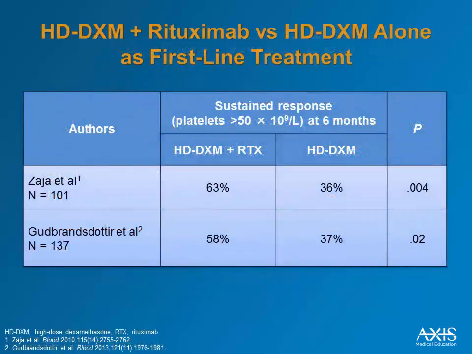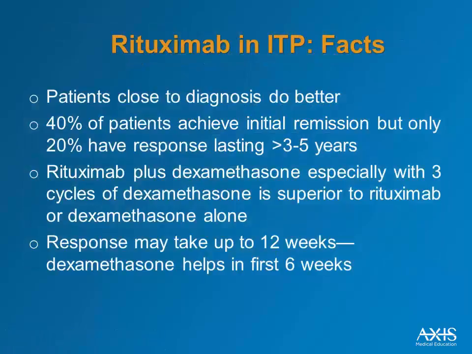Shorter-term outcome comparing the efficacy to dexamethasone was very good, as can be seen in the slide of both the studies, but unfortunately there's been no comparison of dexamethasone and Rituxan to Rituxan alone, which would be ideal from the point of view of demonstrating efficacy. Now we know that patients who are close to diagnosis do better, and as indicated, perhaps 40% of patients achieve an initial remission, a CR, but only 20% have a response lasting long term.